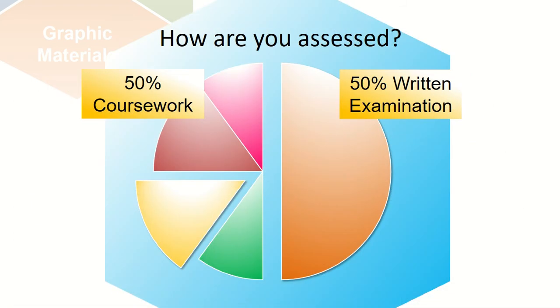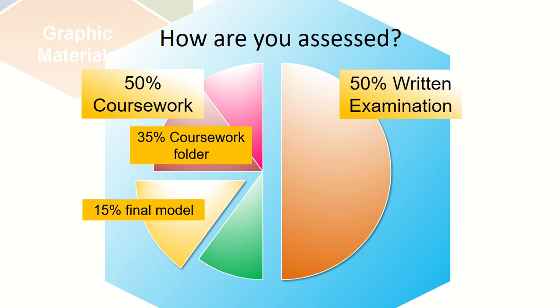The course is assessed over two parts. 50% of the grade is based upon coursework, and that coursework starts at the end of year 10. The coursework is made up of a design folder leading to the making of a final model. You will see that the vast majority of the marks are based upon the work that is done in the design folder, with only 15% attributed to the model. The remaining 50% is based upon the student's performance in the final written examination, which takes place at the end of year 11.